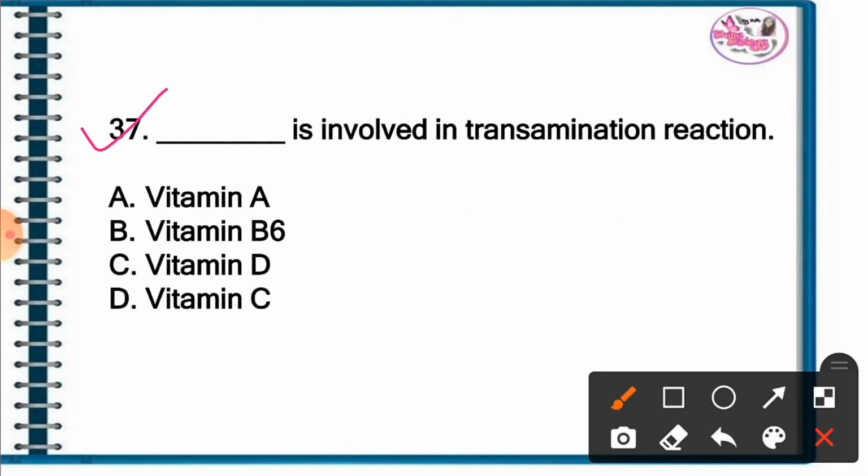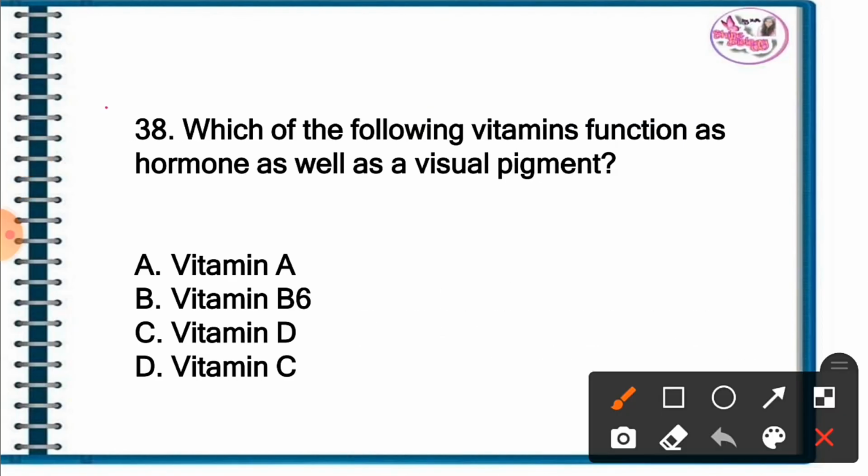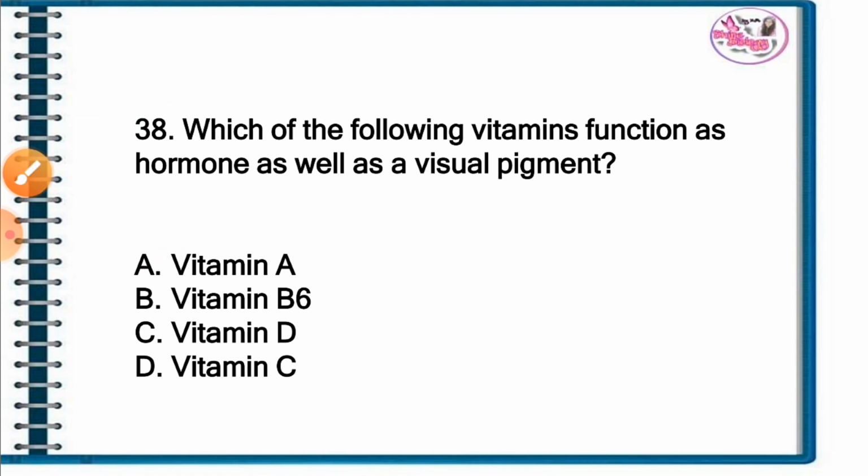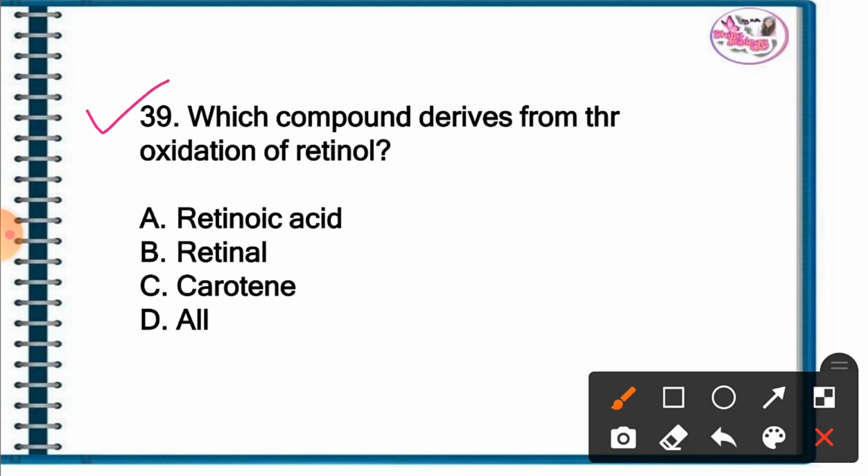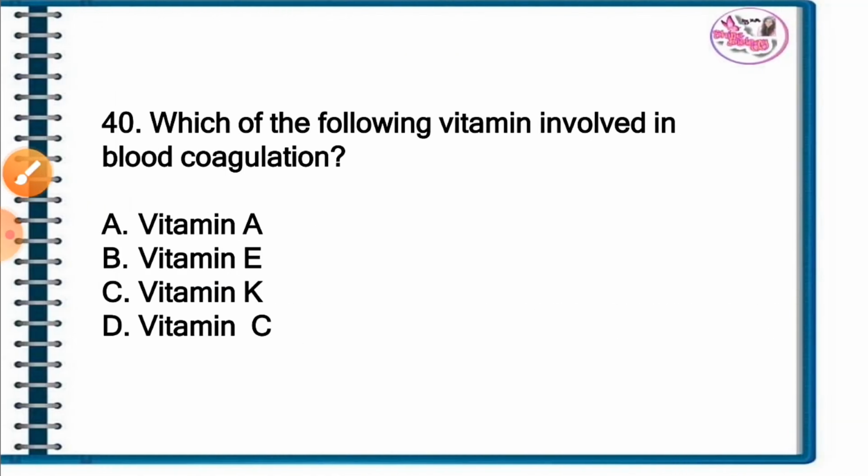37. Which vitamin is involved in transamination reaction? The correct answer is option B. Vitamin B6 is involved in transamination reaction. 38. Which of the following vitamins functions as a hormone as well as visual pigment? The correct answer is option A. Vitamin A functions as a hormone as well as visual pigment. 39. Which compound derives from the oxidation of retinol? The correct answer is option B. Retinal is derived from the oxidation of retinol.